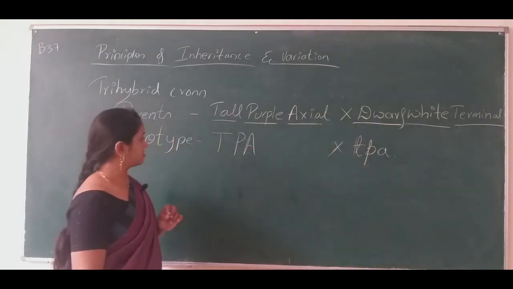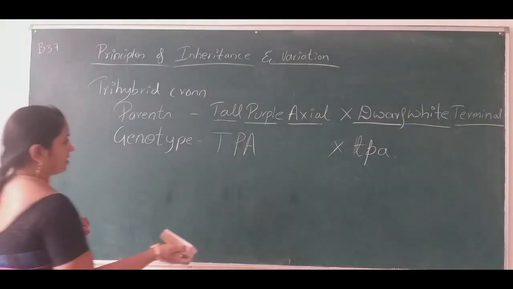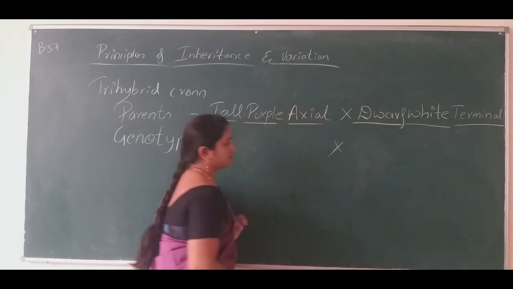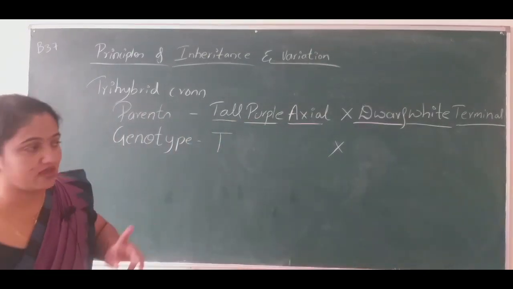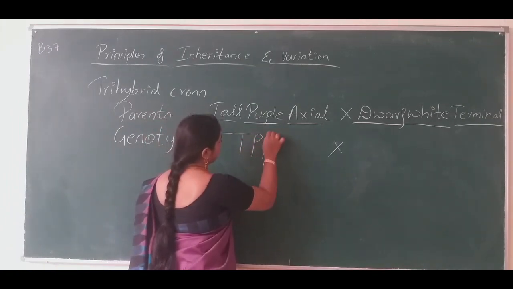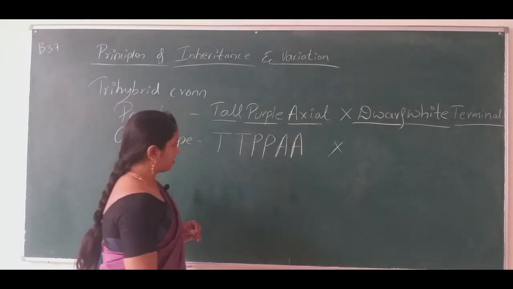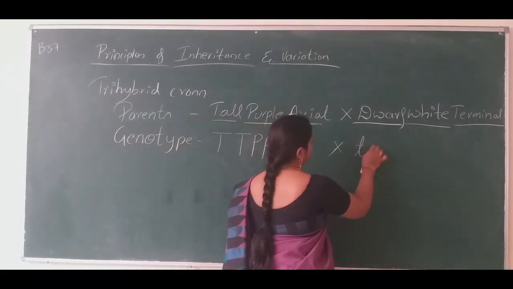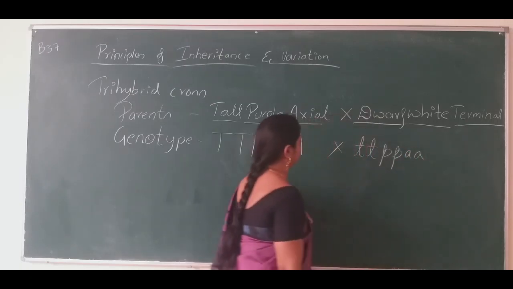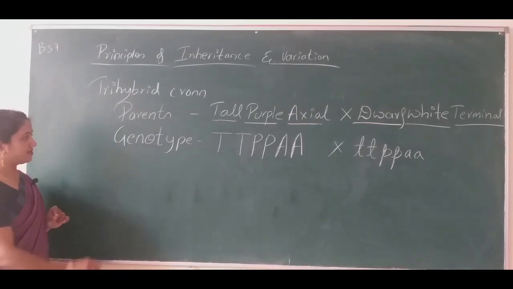So these are the genotypes. Let me write the genotype. I have written the gametes here. The genotype should be in a pair condition: capital T, capital T, capital P, capital P, capital A, capital A, and then small t, small t, small p, small p, small a, small a. Got it? So that is the genotype of the parents.